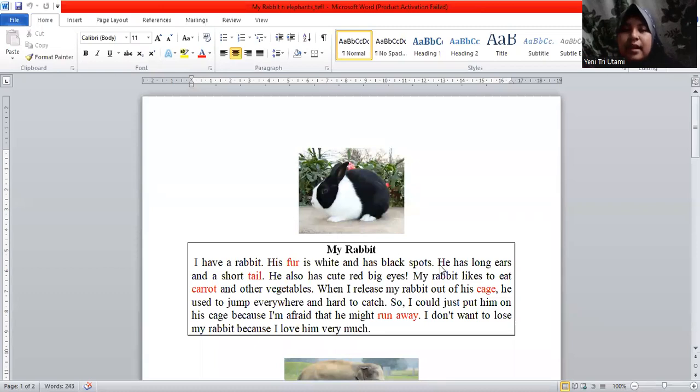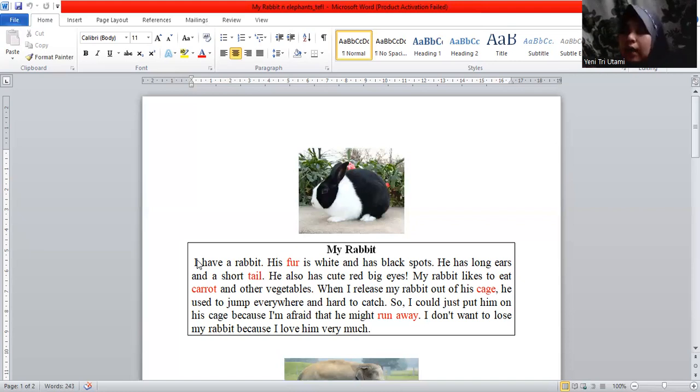Okay, guys. So here is an example of a simple descriptive text. I have a text titled My Rabbit. So is there any student who wants to read this for me?